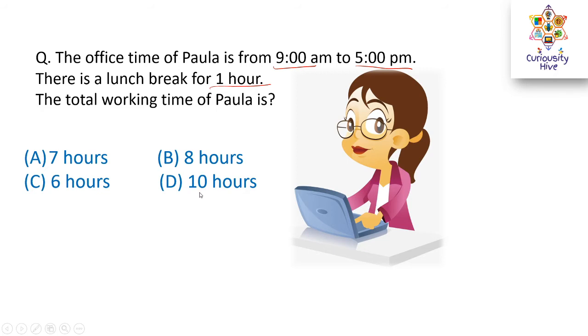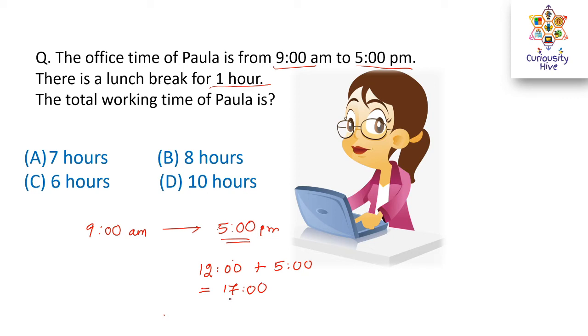Let's solve this together. Now Paula works 9 a.m. in the morning to 5 p.m. in the evening. So what is 5 p.m. in p.m. hours? Well, it is 5 hours afternoon, that is 12 plus 5, we are adding 5 after the noon time, which is equal to 17 hours, which is the time in p.m.